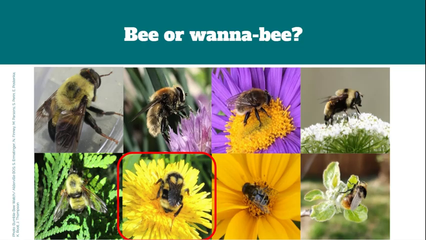Apart from the highlighted picture, all of these insects are flies. Flies can be excellent mimics of bumblebees. Bumblebees can also be confused with honeybees, carpenter bees, and other native bees like digger or longhorn bees. So let's talk about what to look for.